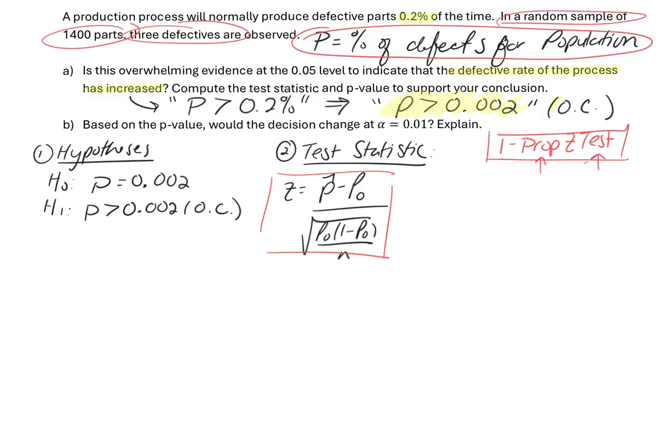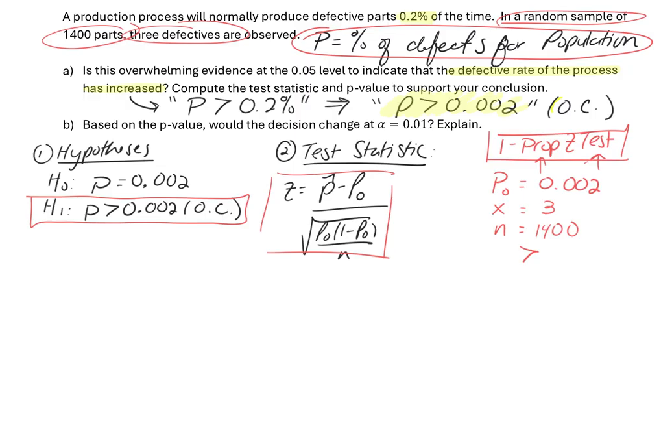Okay. 1-PropZTest is going to ask you to put in some relevant information. First thing is your null hypothesis claim. So here that would be 0.002. Then you need to indicate what X and N are. X is the number of defects, 3. N is your sample size, 1,400. And then don't forget to choose the correct alternative hypothesis symbol. So take a look at your alternative hypothesis. Note that it has the greater than sign, so make sure you choose that symbol.